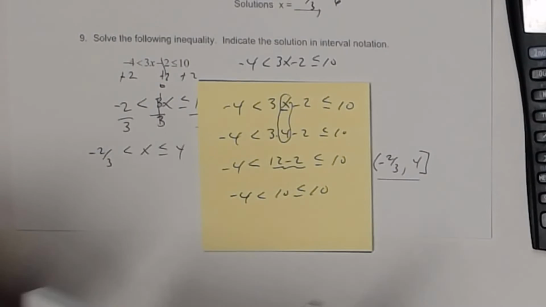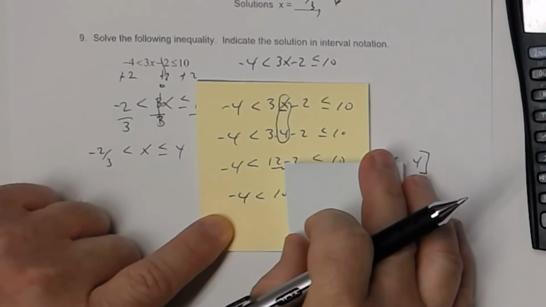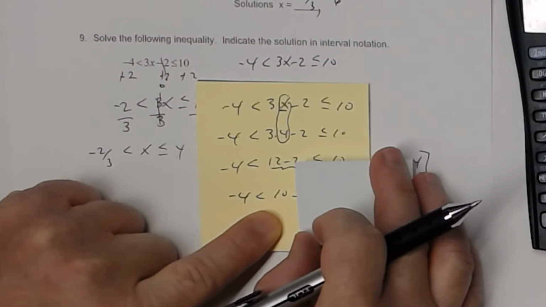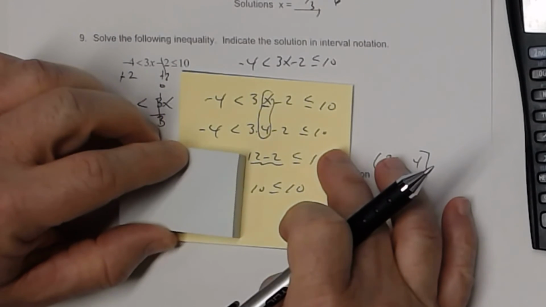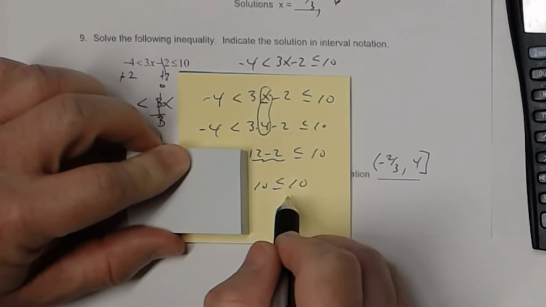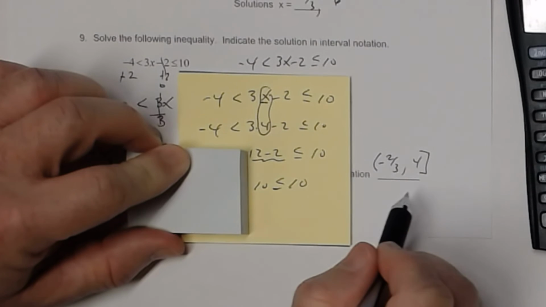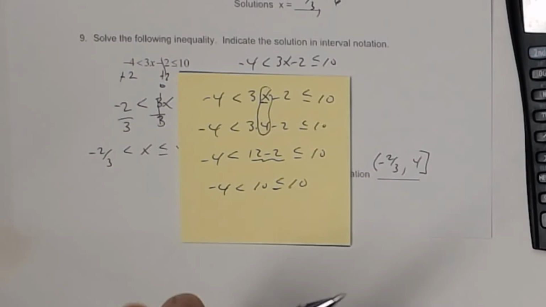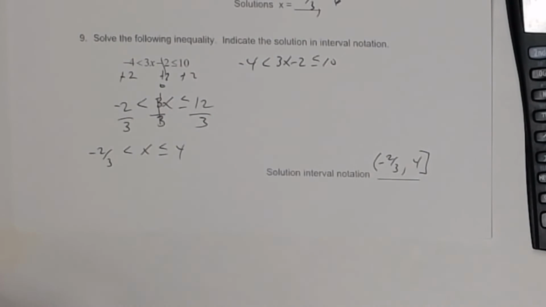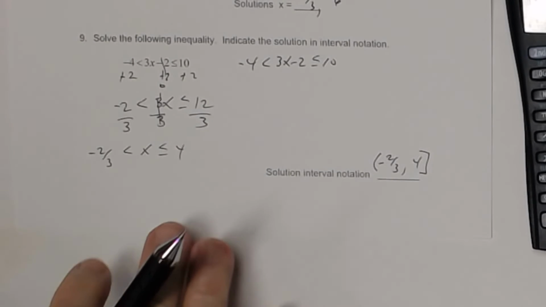All right, now let's check this. Is negative 4 less than 10? The answer is yes. Is 10 less than or equal to 10? The answer is yes, it's equal to. So that's why 4 is a solution. Okay? All right, so that's number 9. Now let's look at number 10.